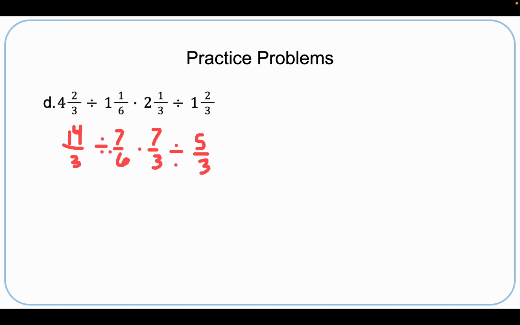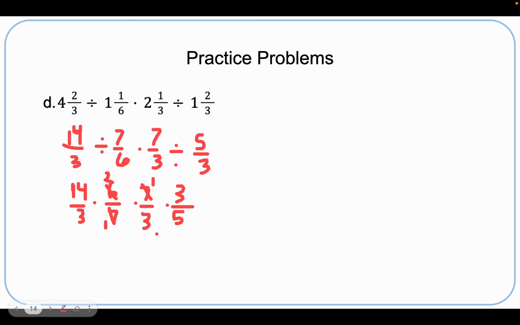And then we need to change our division to multiplication by the reciprocal. So our next step will show 14/3 times 6/7 times 7/3, and then times 3/5. Any cancellation we can do, we can cancel out those 7s to both be 1. 6 and 3 we can cancel to 2/1. And then we have 3 and 3, we can cancel out those to be 1/1. And that looks like it.